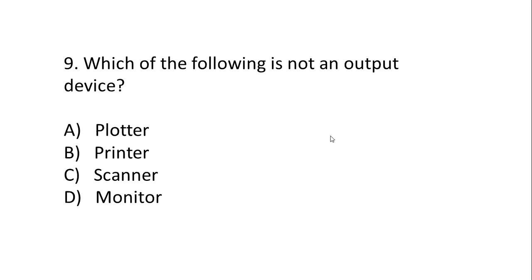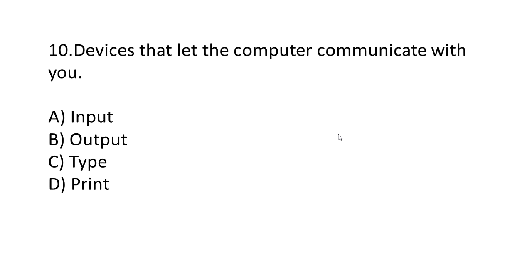Next question is, which of the following is not an output device? Option A plotter, option B printer, option C scanner, and option D monitor. Last question is, devices that let the computer communicate with you are called input devices, output devices, type devices or print devices.